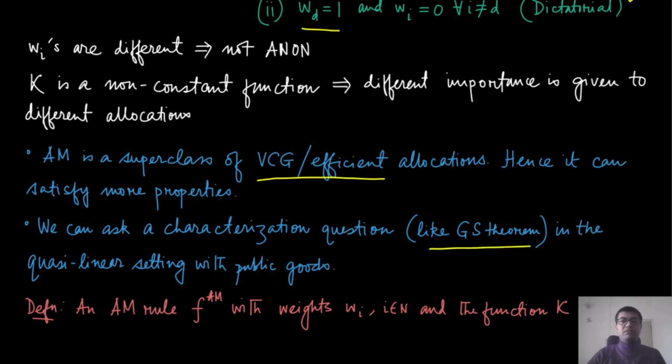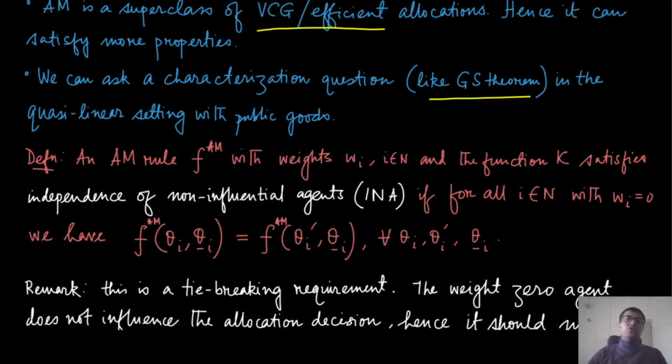to the GS theorem in the context of quasi-linear preferences, that we can actually characterize a bunch of properties, DSIC being one of them, to this class of mechanisms which are known as the affine maximizers. We'll get to that in a moment. Now we are also going to assume one property of the affine maximizer rule. We are going to call this property independence of non-influential agents, INA for short.